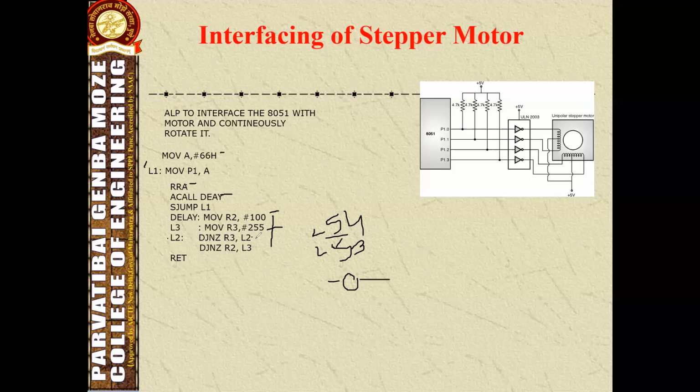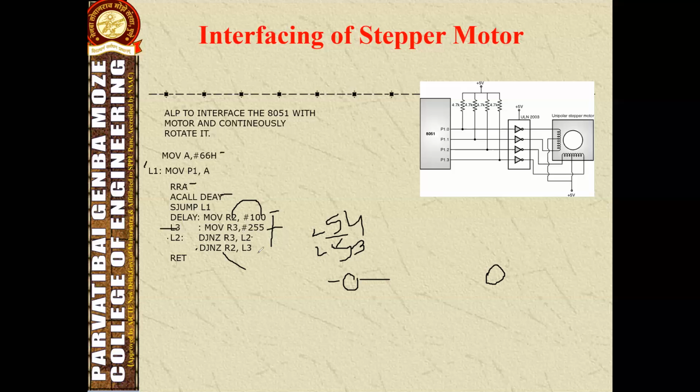So after that, what will happen? Once the R3 value becomes 0, then it will start to execute the next instruction. What is the next instruction? Decrement, jump non-zero, on the value present in R2 until 0. Otherwise, if these two are not 0, then it will go again to L3.